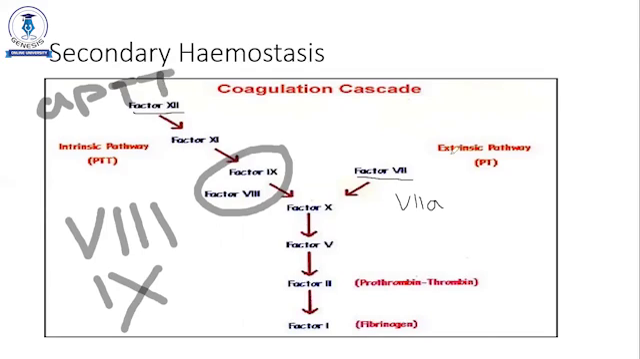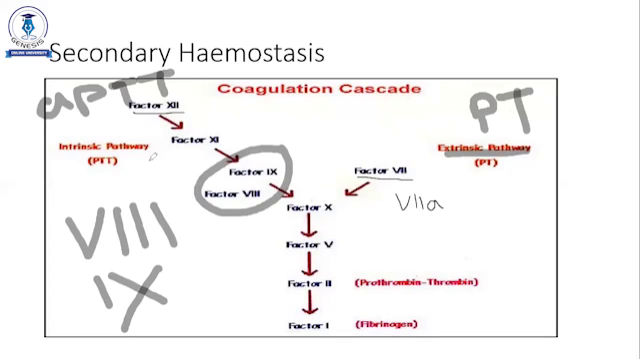And if there is a problem in the extrinsic pathway, that means only factor 7 is affected, then the prothrombin time will be prolonged. So in hemophilia, there is factor 8 and factor 9 deficiency. So what time will be prolonged? The aPTT will be prolonged. This is so much easy now.